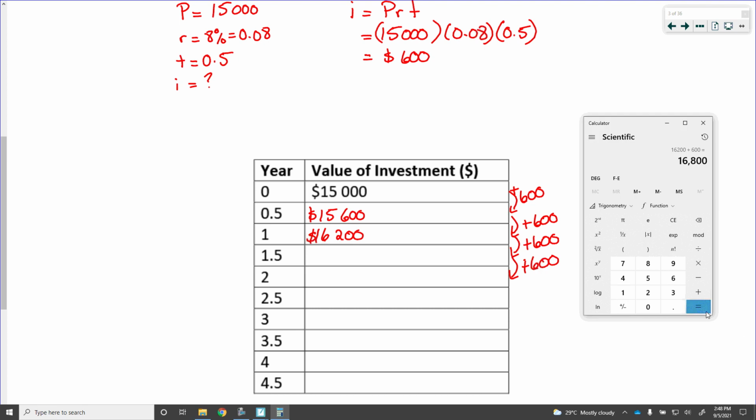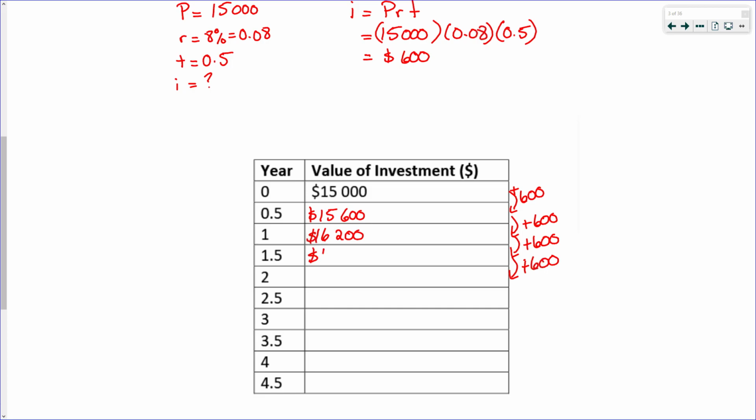And I'm going to do that again. So I'm adding 600 each time. So now I'm at 16,800. And I'm just going to keep doing that over and over, adding 600 each time. So another 600 would put me at 17,400. Another 600 would be 18,000.